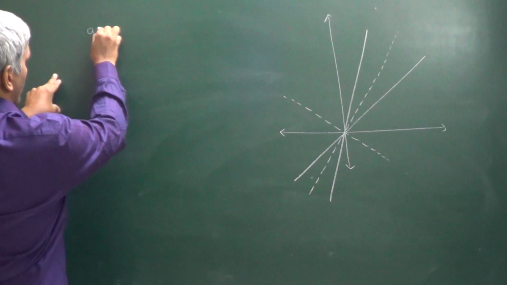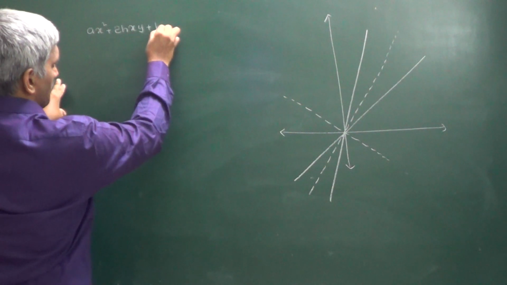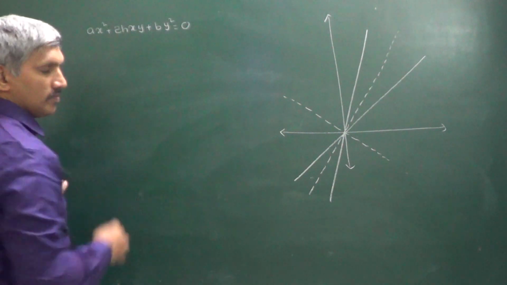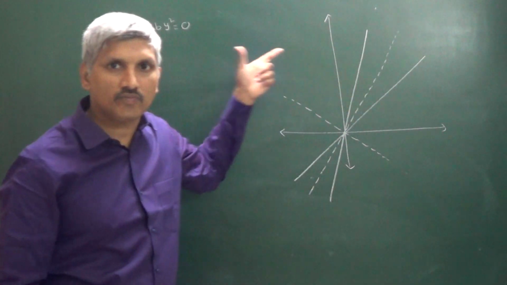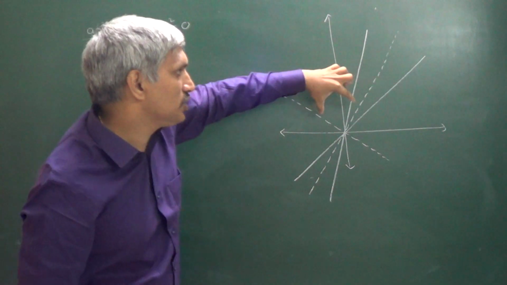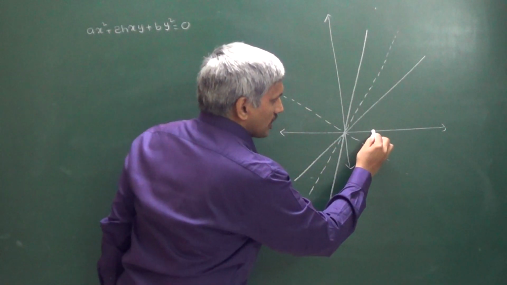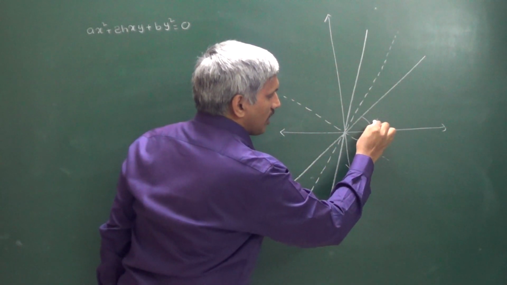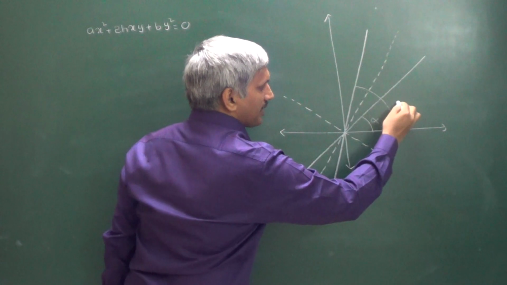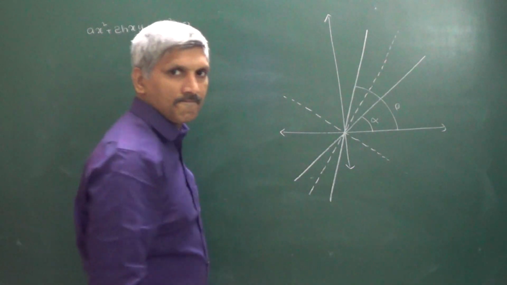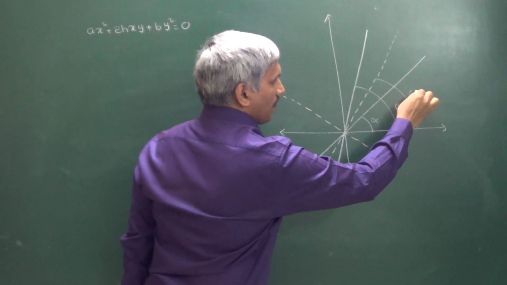Now ax square plus 2hxy plus by square is equal to 0. These two lines' combined equation is given by this one. Now I am asking for these two dotted lines' combined equation. Observe here, this line's inclination I am taking as alpha, and this second line's inclination I am taking as beta, and let us say this angle is equal to theta.